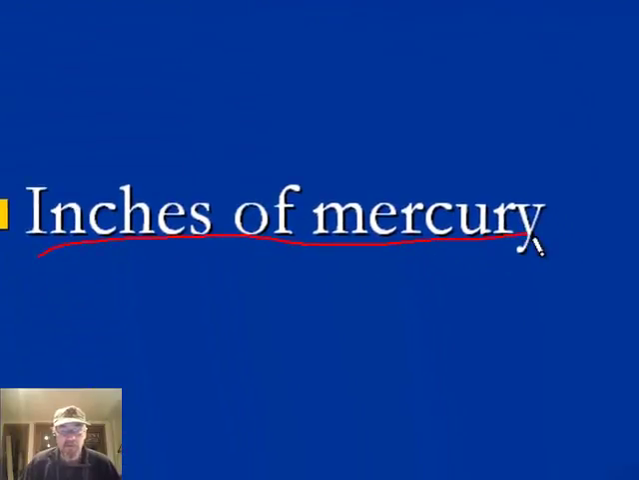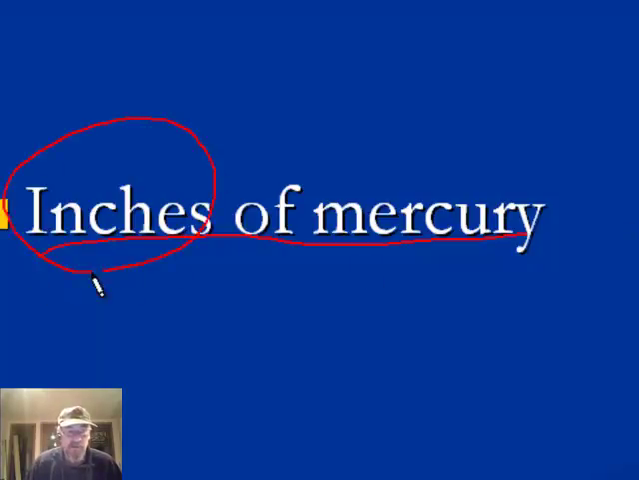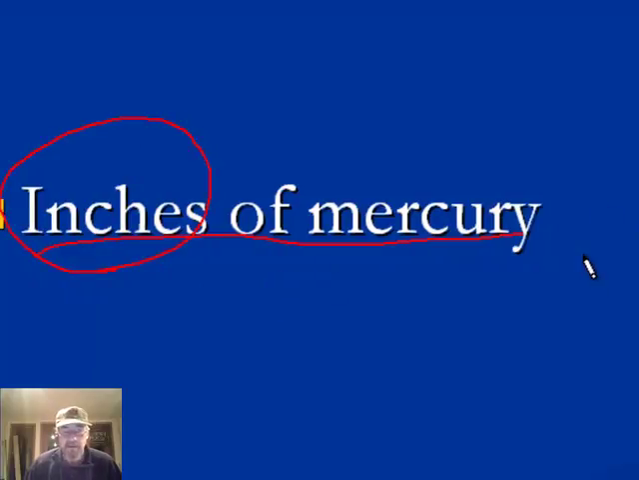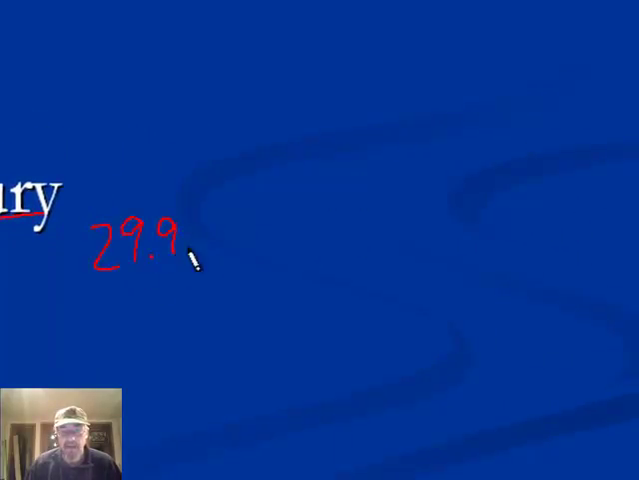Inches of mercury is another unit of pressure. It's related to barometer use. In the United States, meteorologists and some other people use inches of mercury. It's the same thing as torrs, except instead of measuring with a meter stick and getting millimeters of mercury, you're measuring with a yardstick and you get inches of mercury. Here's the relationship. 29.9 inches of mercury is the same thing as 1 atmosphere.